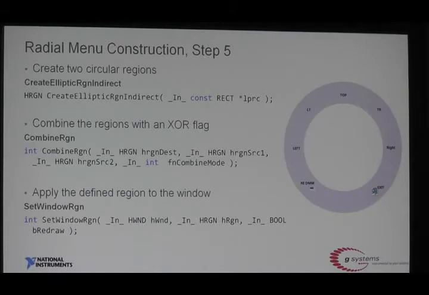So what we did is there's only a few critical function calls. One is this to create a circular region, right? We did this and we created two regions, one inner one, one outer one. And then we did a combine, basically subtracting the two regions from each other. So now we have a region that's just this ring, right? And then you apply that window region to the window. So this is the window handle, this is the region that we created here, and then whether or not to redraw it. So now we have a window that's literally just this ring, right? Inside that ring is not part of the window, outside of the ring is not part of the window.